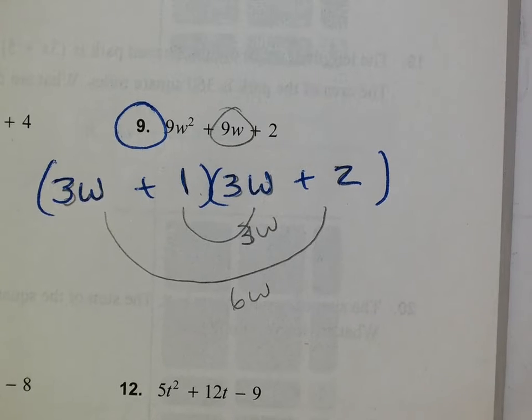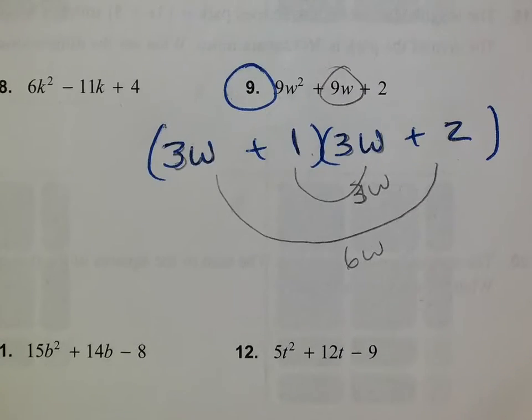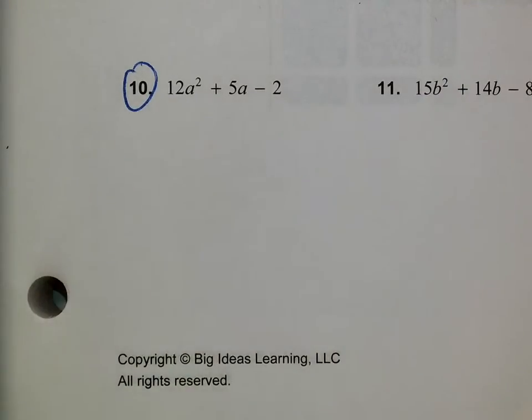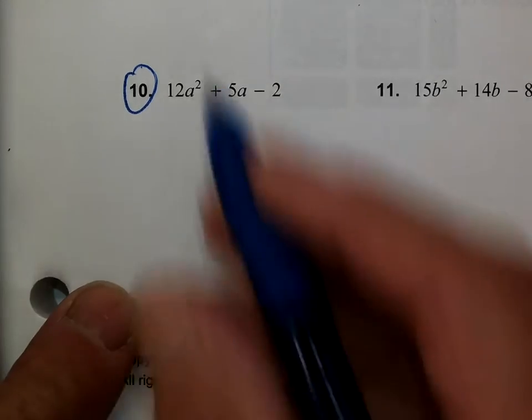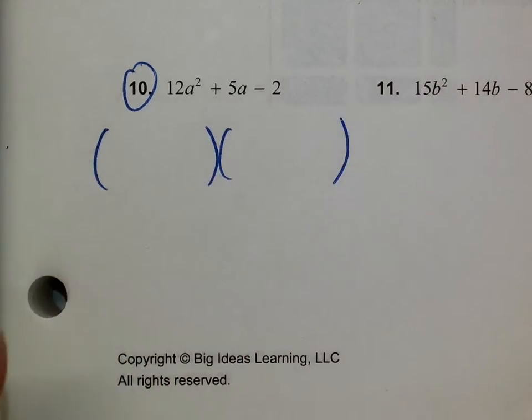How's that? Nice. Let's try number 10, okay? Am I going too fast? Okay, slide over to 10. Let's try 10. Now, can you common factor? No. So I'm going to just go parentheses, parentheses, parentheses, parentheses.